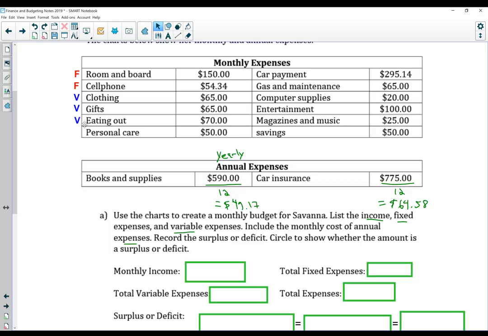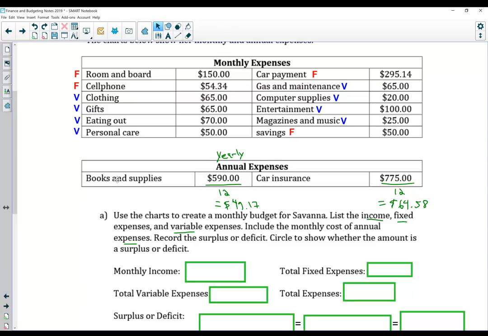Eating out, going to a restaurant, which would be super nice right now, but of course we can't at the moment, but that's okay, is variable. Personal care is variable because it depends on what you need to buy. A car payment is typically fixed. It's not going to change. Gas and maintenance, now that will change, so that's variable. Computer supplies, I'm guessing that's variable. I'm not sure what she means by computer supplies, but you're not going to usually budget $20 a month for computer supplies, so variable. Entertainment would be variable. Magazines and music would be variable, and savings is fixed, should be fixed.